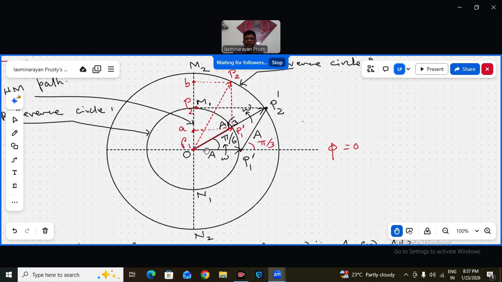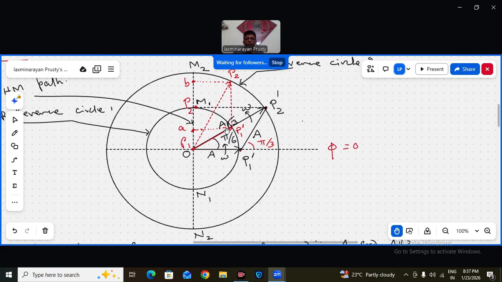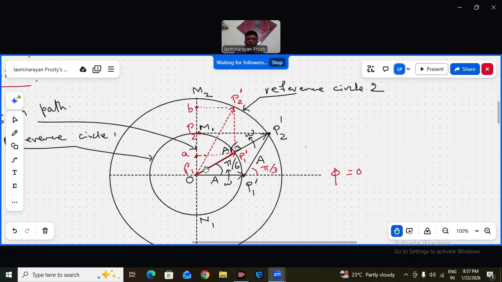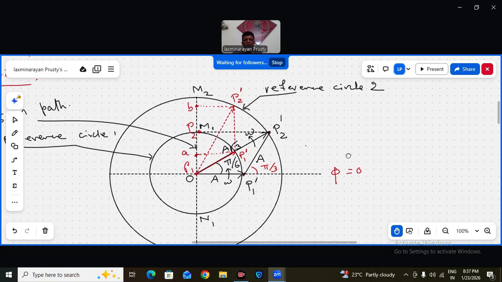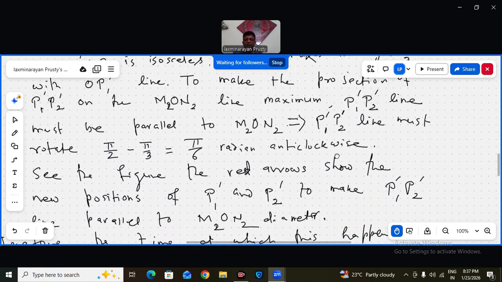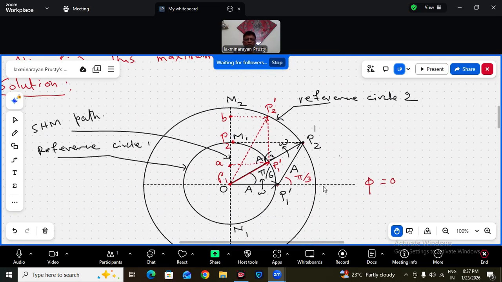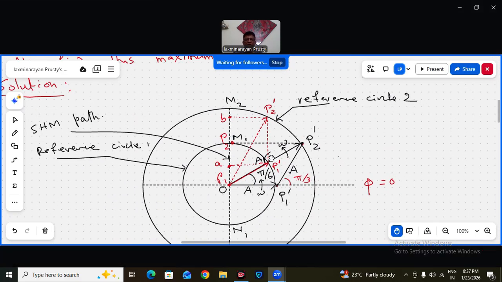So all these sides, OP1 dash and OP2 dash, should move by 30 degrees. I'm showing in red color the new position of P1 dash after rotation of 30 degrees, and the OP2 dash new position is 30 degrees from this position. Understood? So P1 dash P2 dash has now rotated 30 degrees, so that it has become perpendicular to the phi equal to 0 line, which means it is parallel to diameter M2 O N2. Very nice. If this moves 30 degrees, this also moves 30 degrees. So this one, which is pi by 3 with the horizontal, will become 90 degrees to the horizontal, that means the phi equal to 0 line.